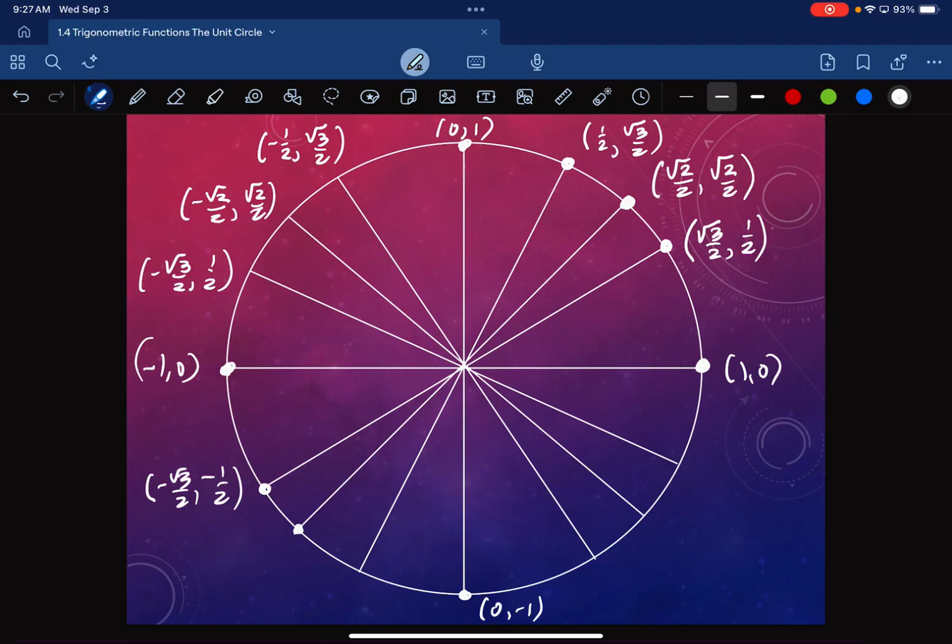And then the next one is negative square root 2 over 2, negative square root 2 over 2. And then the last one is negative 1/2 and negative square root 3 over 2.